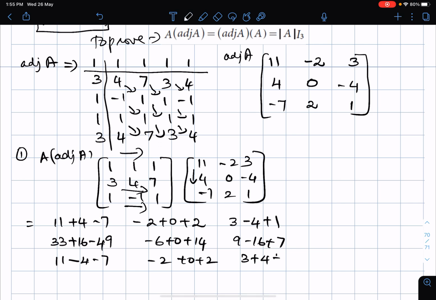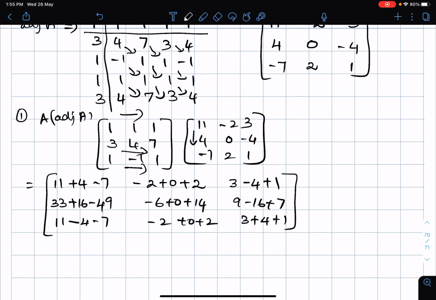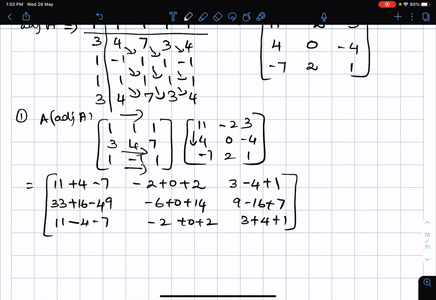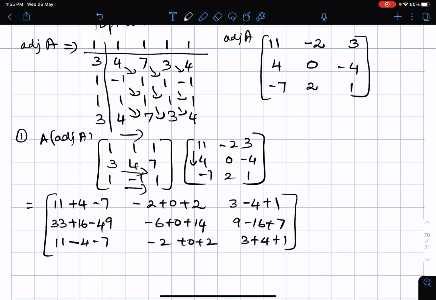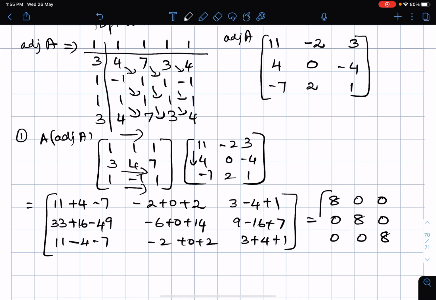Now third row into our first column, 11 minus 4 minus 7, minus 2 plus 0 plus 2 and 3 plus 4 plus 1. When you multiply, you can find out the answer. We have got determinant A as 8, isn't it? So you're going to get 8, 0, 0, 0, 8, 0 and 0, 0, 8. So first row is 8, 0, 0. Second one is 0, 8, 0. Third row 0, 0, 8. So this is going to be your first result.